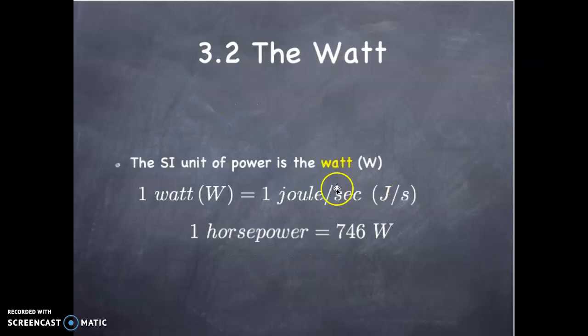The SI unit of power is the watt, W-A-T-T, and we use the symbol W. So once again, W is being used again. W is used as weight. It's also used for work, and now it's being used for watt. But in each case, you can distinguish what is meant by the context of the problem. So 1 watt is equal to 1 joule per second.